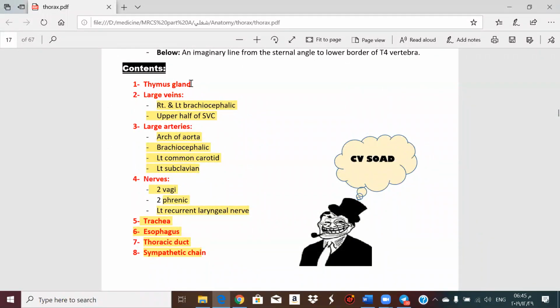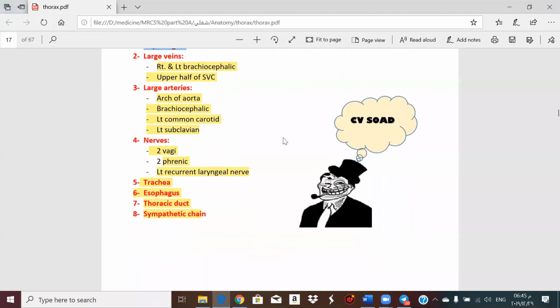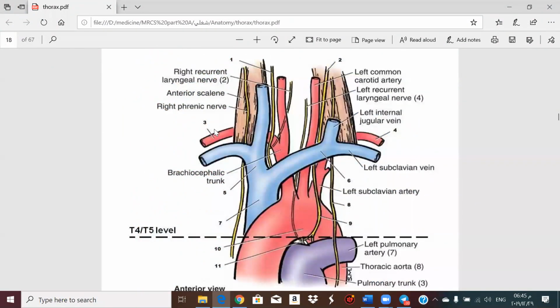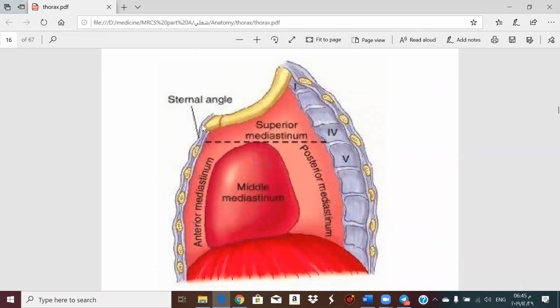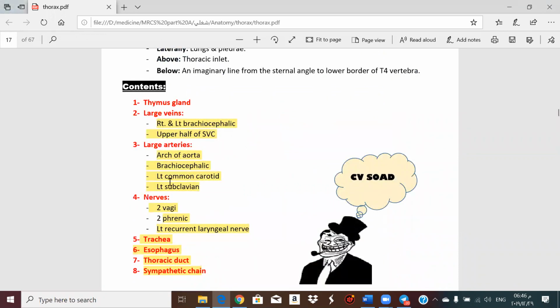This one, which is thymus gland. Thymus gland is a gland here in this region. The upper half of thymus gland is in superior mediastinum. The lower half is in the anterior mediastinum. The only content in the anterior mediastinum is the lower half of thymus gland. So part of thymus gland will be in superior and the other part will be in anterior mediastinum. So this is the mnemonic.